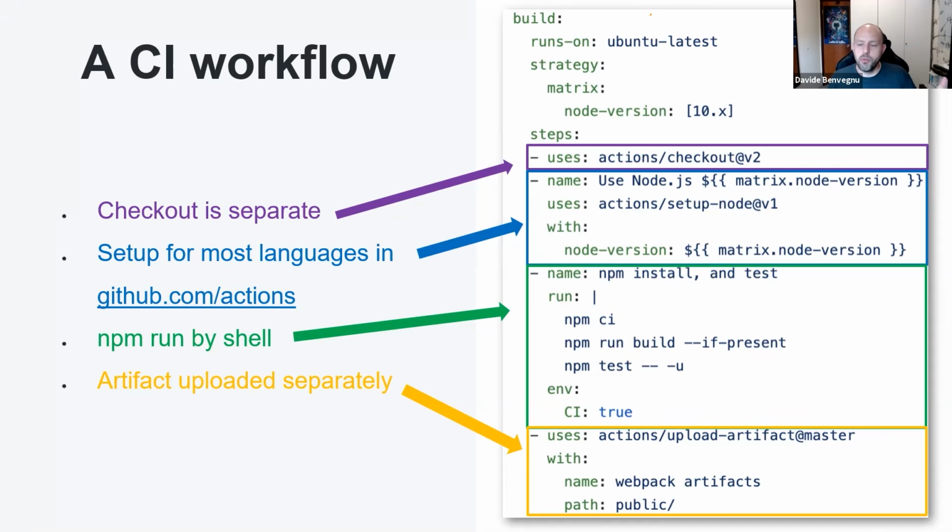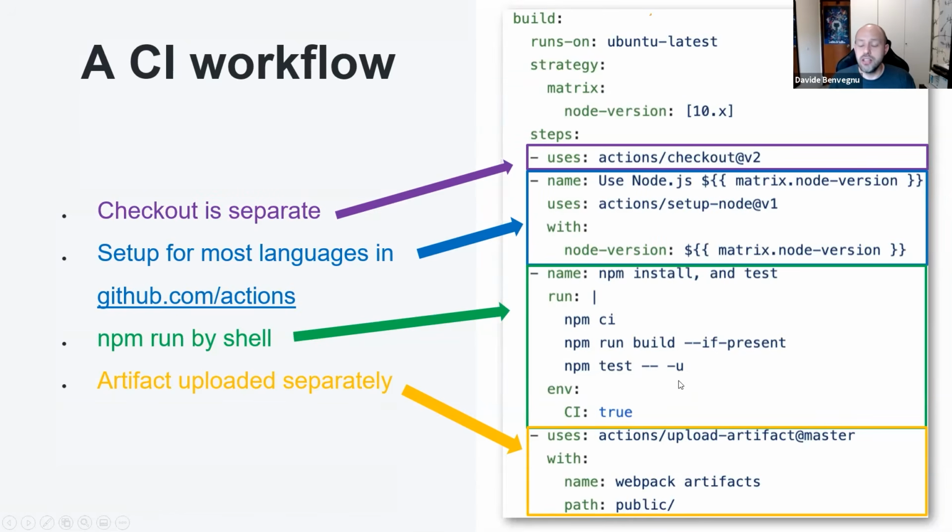Other times, with other languages, you may use the same action, and the action will also download the specific version of that language or framework and install it on the runner. And then you have all the steps you want to use for building your application. In this case, it's just a command line for npm, as I mentioned before.